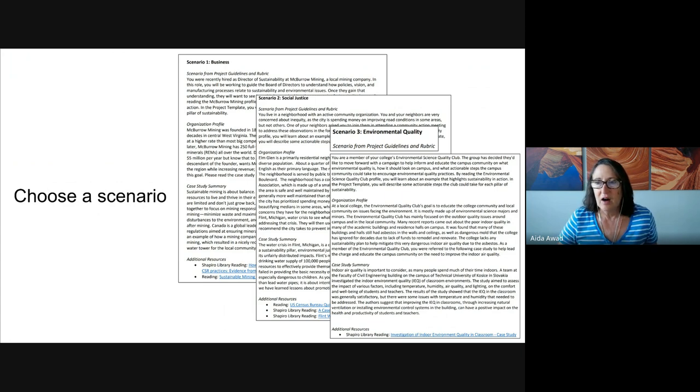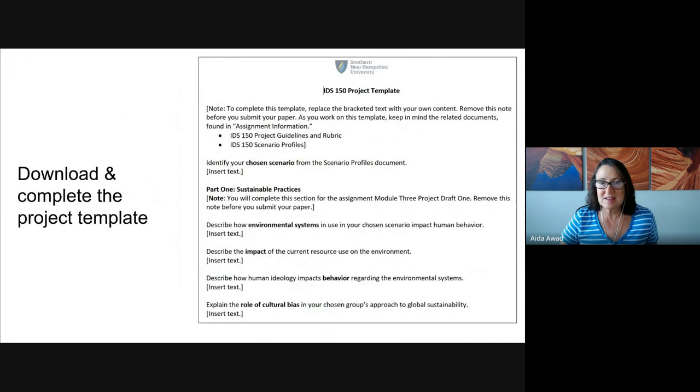Okay. Also, you want to note that there is a section at the bottom of each of the scenarios called additional resources. And you will absolutely have to click on that for whichever scenario you choose in order to be able to complete each one of the assignments. Okay, so those are the scenarios that you have to pick from.